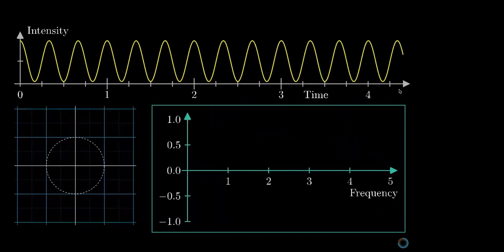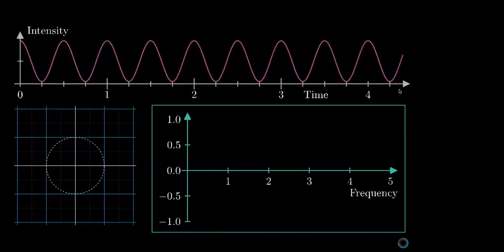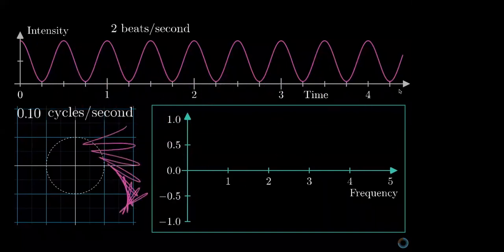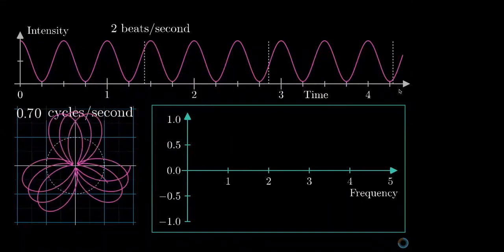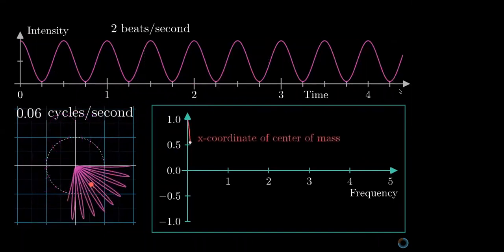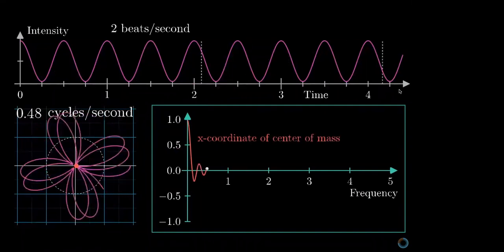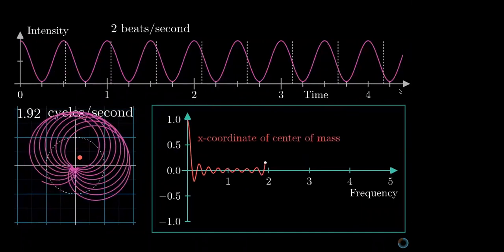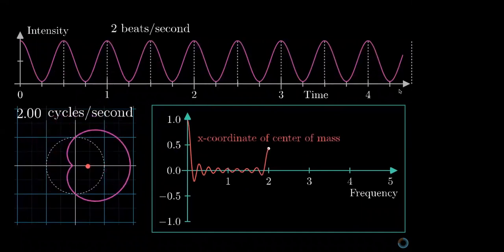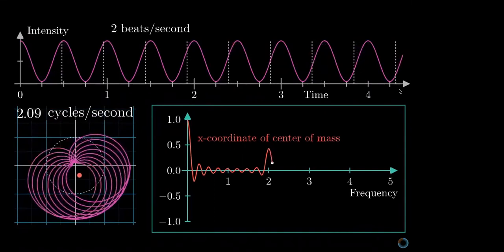Just to play around with it a little bit more, take a different pure signal, let's say with a lower frequency of 2 beats per second, and do the same thing. Wind it around a circle. Imagine different potential winding frequencies, and as you do that, keep track of where the center of mass of that graph is, and then plot the x-coordinate of that center of mass as you adjust the winding frequency. Just like before, we get a spike when the winding frequency is the same as the signal frequency, which in this case is when it equals 2 cycles per second.